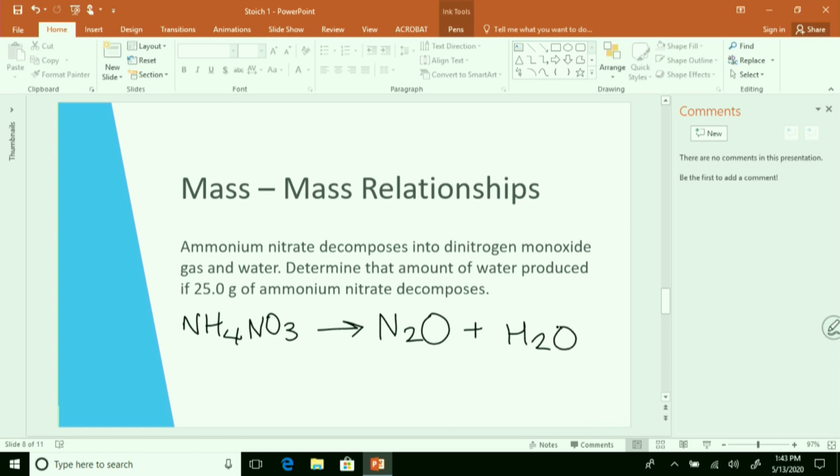The next step is balance the reaction. I have 2 nitrogens over here, 2 nitrogens over here. I have 4 hydrogen right here, but I have 2 hydrogen here. So right here, we're going to add a 2. That gives me 2 nitrogen, 2 nitrogen, 4 hydrogen, 4 hydrogen. I have 3 oxygen over here, and I have 2 oxygen here and a 3rd one right there. So I'm balanced. So the next step is start with your given, which is 25 grams of ammonium nitrate.